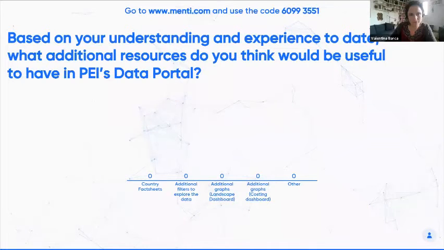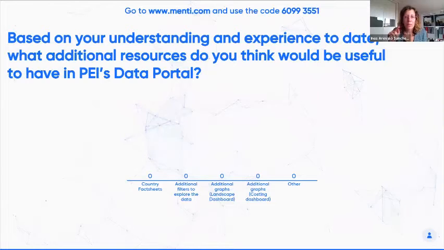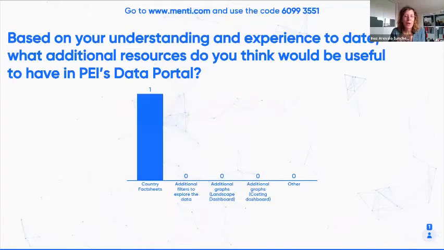Yeah, super helpful. So actually, we have a few minutes to launch one more Menti, which will touch upon some of the questions that have come through the chat box. So can we launch Menti 4, please? Just to let you know, we launched the data portal last summer, and we feel that in a way we are still in beta phase, and we are looking to enhance the data portal. So this is my chance to get feedback from you, having just experienced a little bit what resources we have available through the portal. Based on your understanding and experience to date, what additional resources do you think would be useful to have in PEI's data portal? Please go on to menti.com and use the code provided, 609935551, and just tell us what you think could be useful in addition to what already is there.